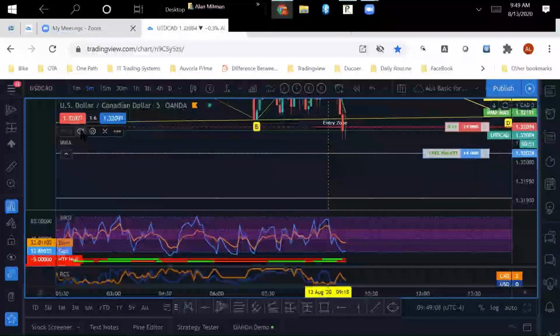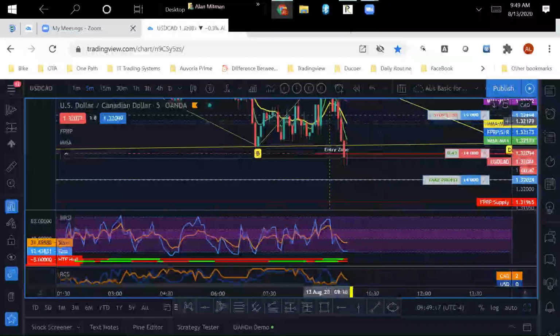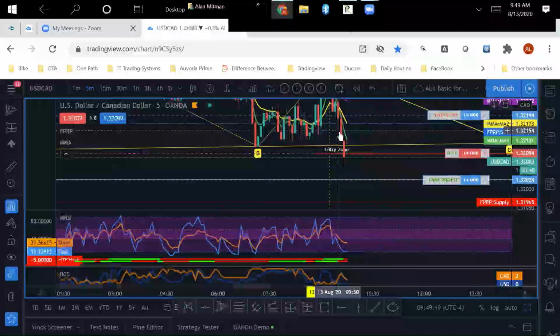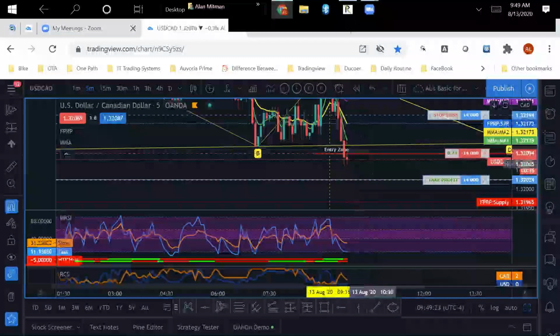Put the fib lines on, see where we have some possibilities. Here's our blue line. We came down, passed it, checked it again. Left the blue line, looking from blue down to the red.